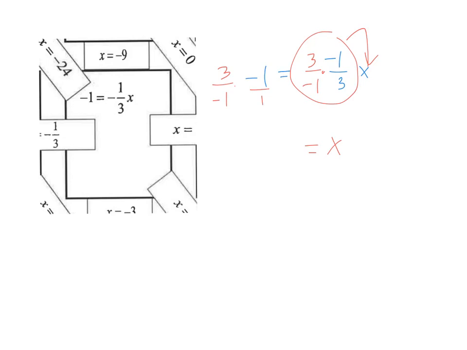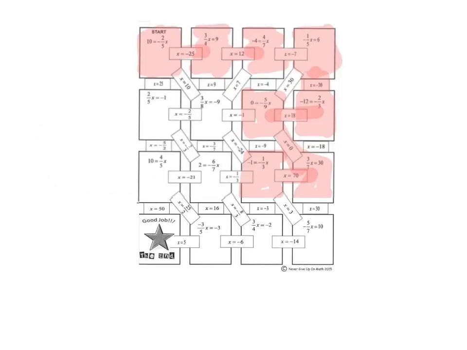Cross-canceling, I can get rid of these completely, negative 1 and negative 1. This gives me 3 over 1, which is positive 3. So we get x is equal to 3. We're going down. Now we're on this one here.